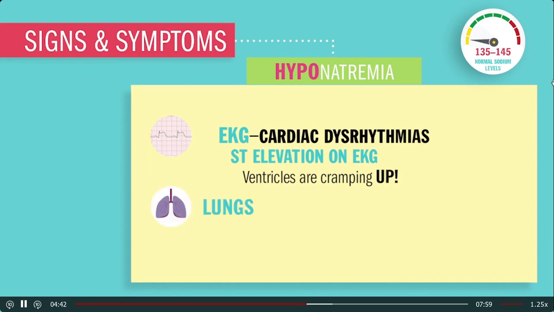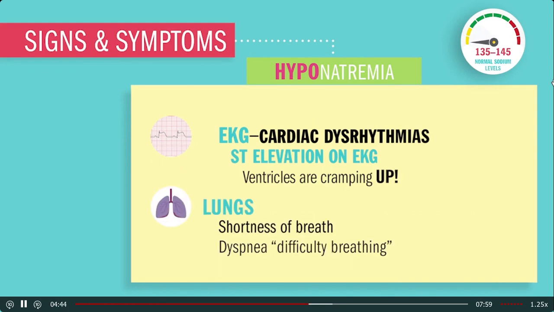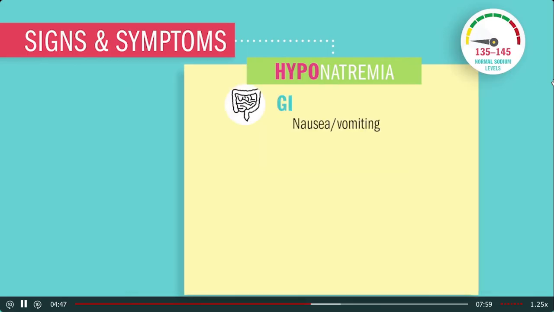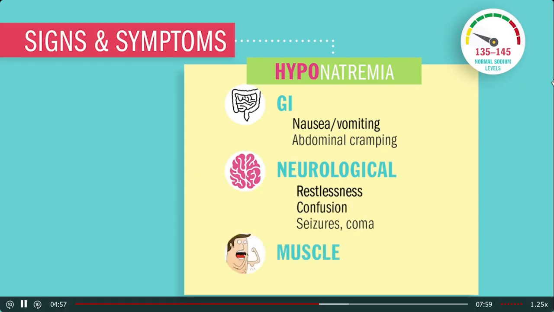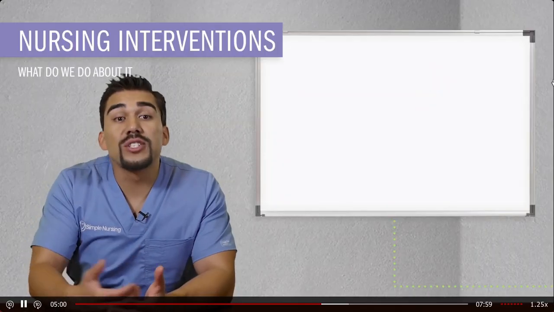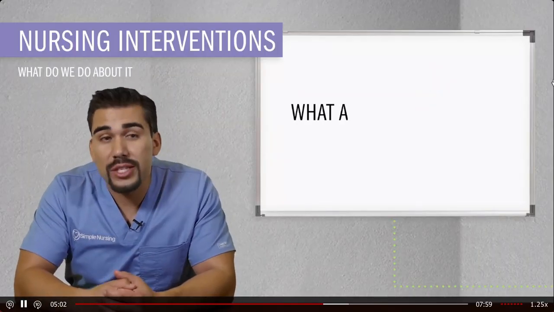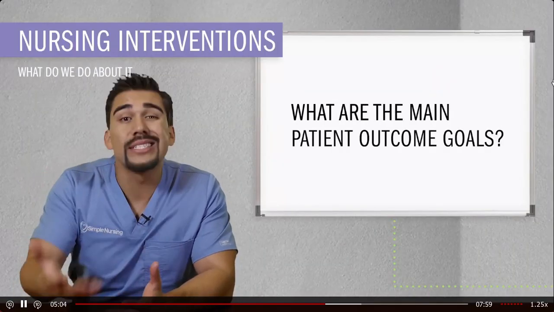For the lungs, there'll be shortness of breath and dyspnea, known as difficulty breathing. GI, nausea, vomiting, and abdominal cramping. Neurologically, your brain and spinal cord, you'll have restlessness and confusion, which will lead to seizures and comas. And the muscles, you'll have general weakness. So nursing interventions for low sodium hyponatremia. So guys, what are we going to do about it? Well, it's a simple fix, really.